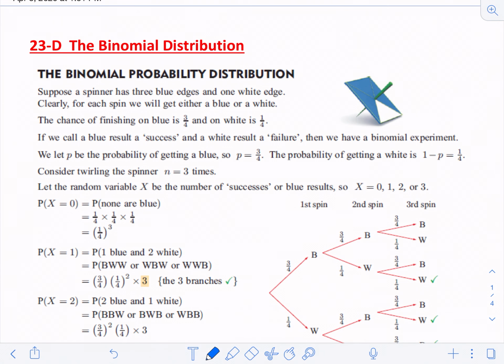Hi everyone, welcome back to IB Math, and we are continuing our chapter 23. Today we're going to look at something called the binomial distribution. This actually ties in to a topic we did last year, so we're going to bring back an old friend of ours from last year as we get into this a little bit here.